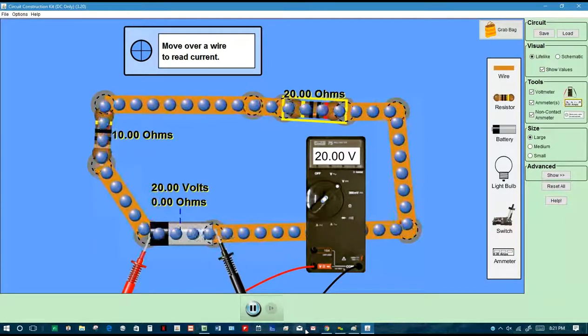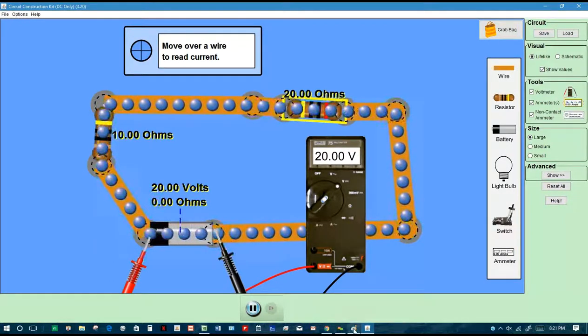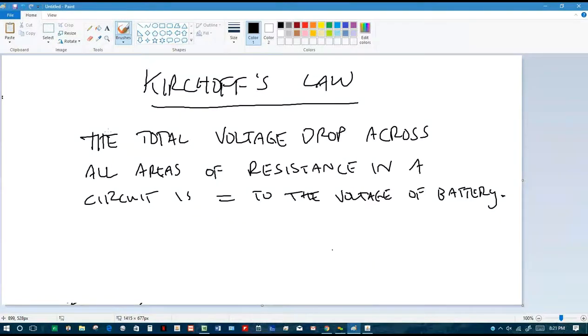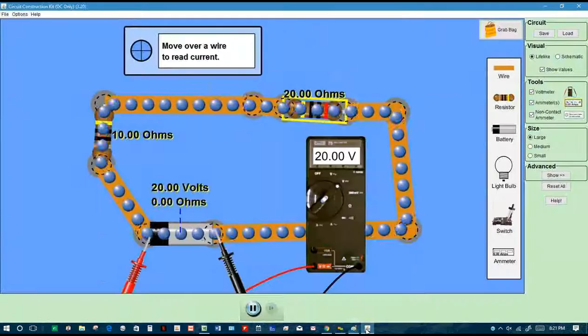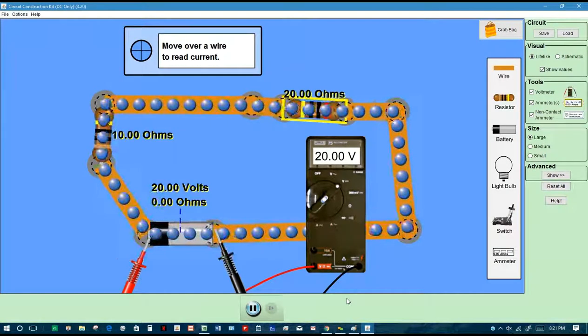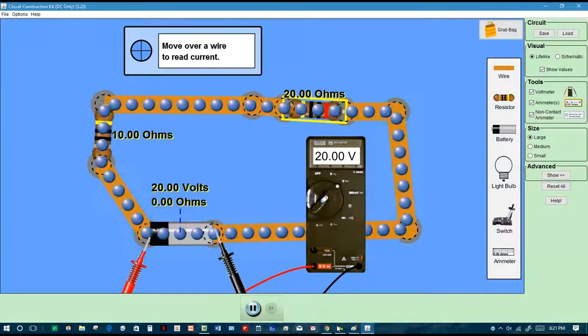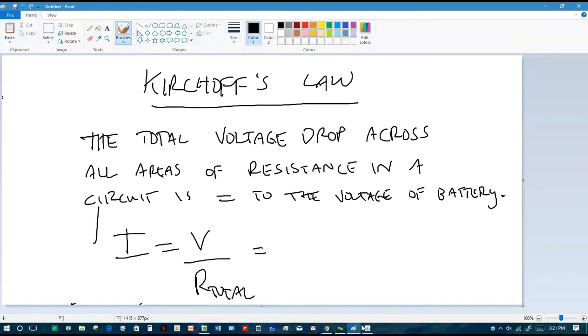20 volts. How much current should be flowing in the circuit? Let's go back to our drawings. Remember, Ohm's law is that the current is equal to the voltage divided by the total resistance. And so our voltage on our battery is 20 volts, and our total resistance is 30 ohms, you said, right? Yeah. So if we do 20 divided by 30, that should be 0.66 amps, right?